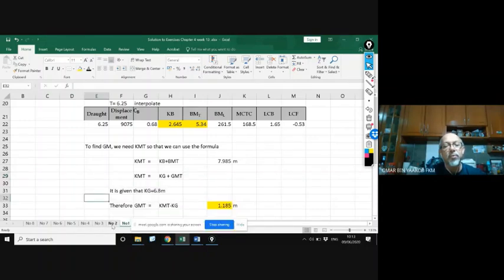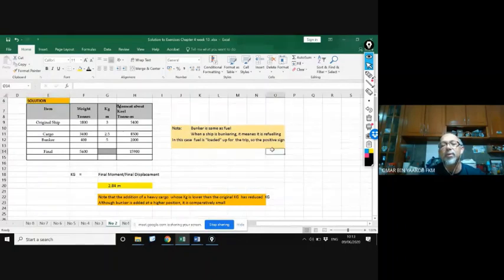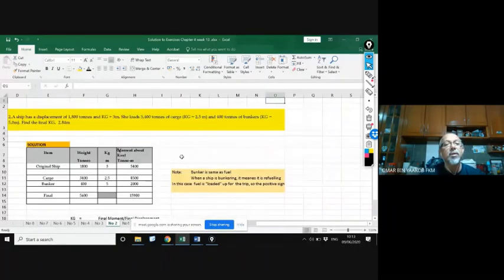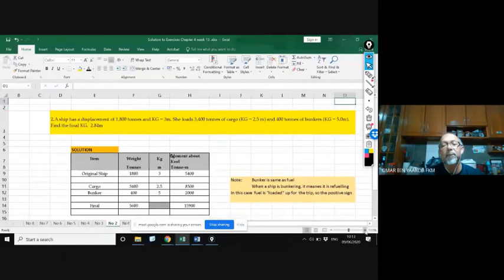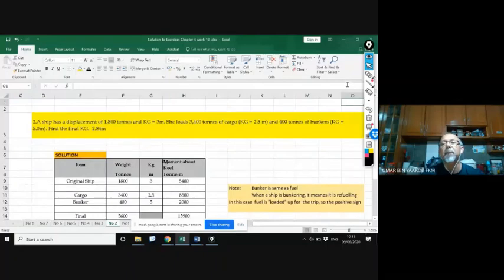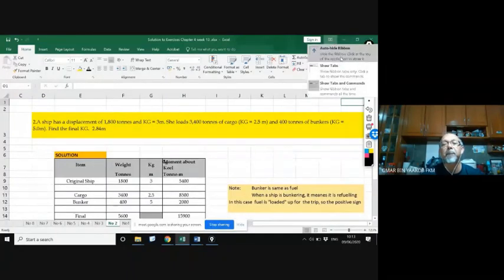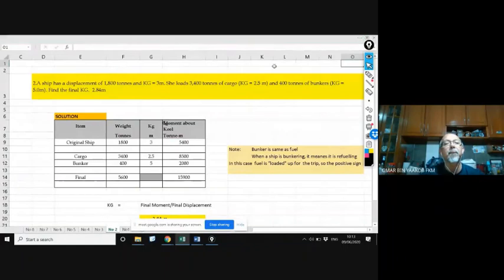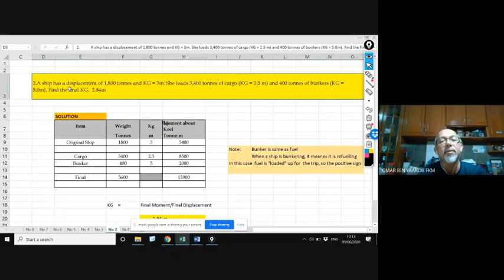Number two. So that's the question for number two. So the question says a ship displacement 1,800 tons and KG is 3 meters, loads cargo at KG 2.5 meters and 400 tons bunkers at KG 5 meters. Find the final KG.